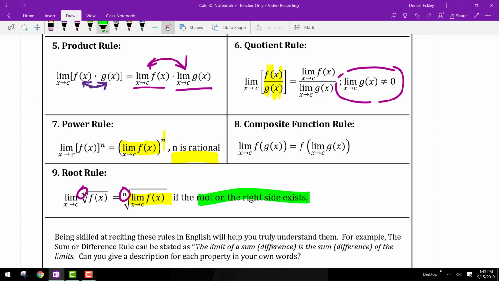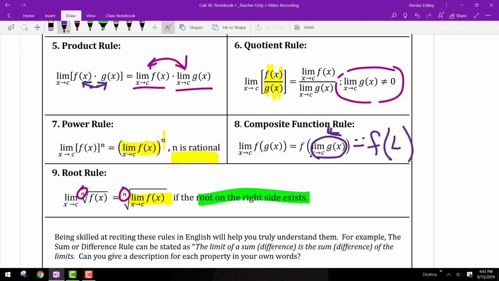And then finally, our last rule is our composition rule. If we're composing f of g of x, instead of doing this, what we can do is take the limit of g, whatever that value is, that's our L, and then we can take f of that value, and it'll be exactly the same as if we took the limit of the composition.